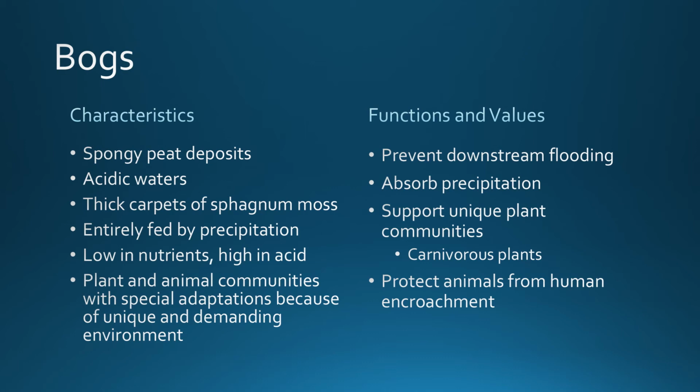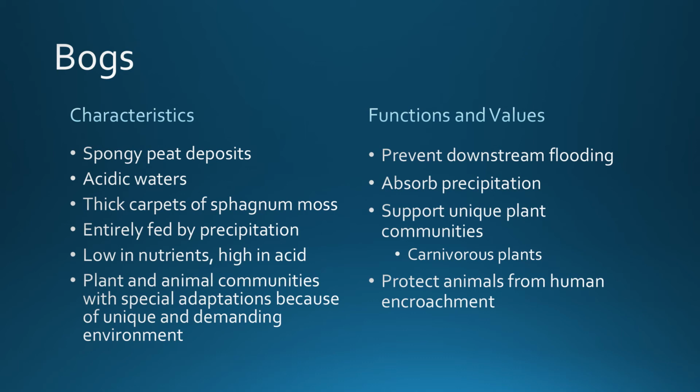They're entirely fed by precipitation. They don't have groundwater or a stream or anything flowing into it. It's all precipitation. They're super low in nutrients and high in acid, like I said before, and so they have really specific plant and animal communities with special adaptations. So it's this really unique and demanding environment.